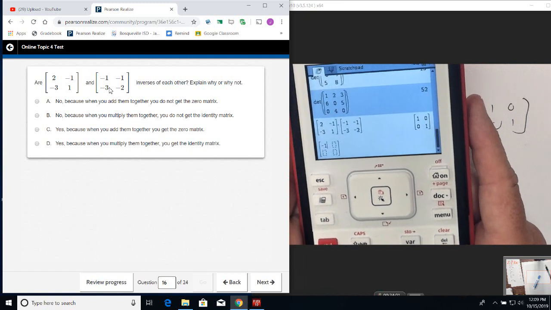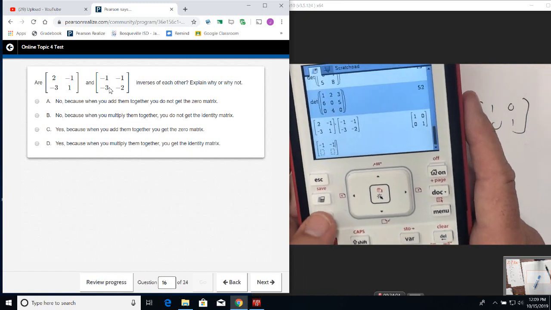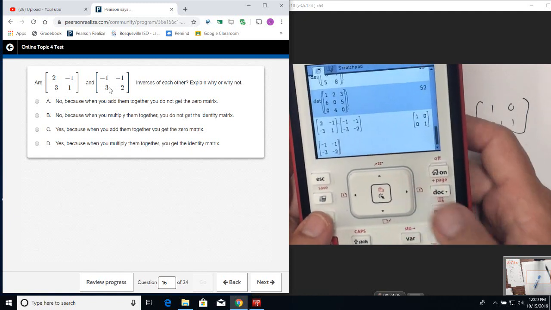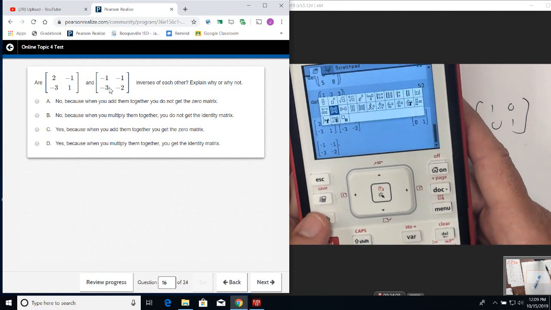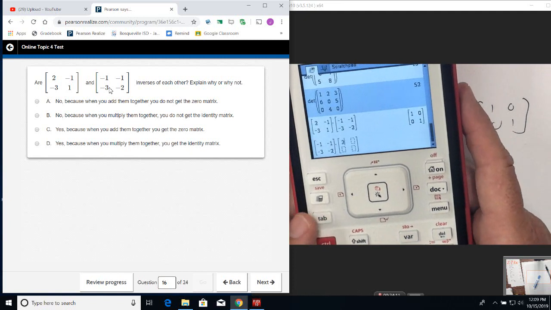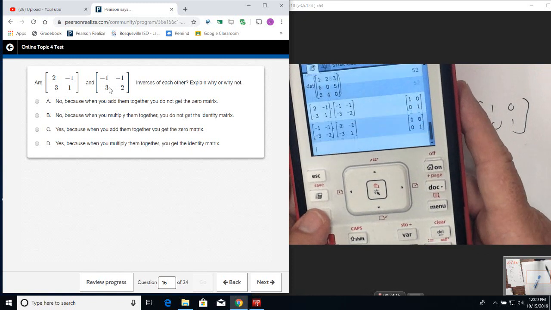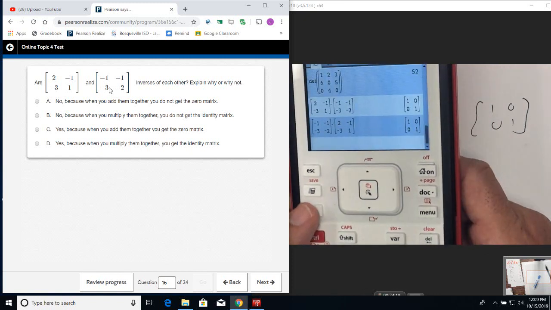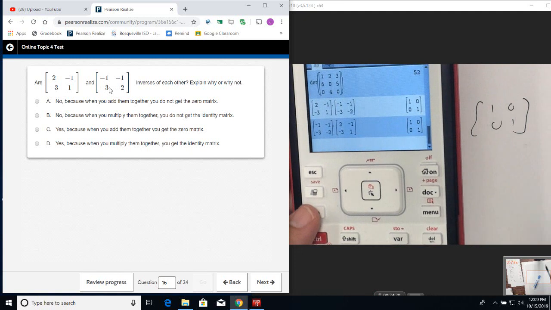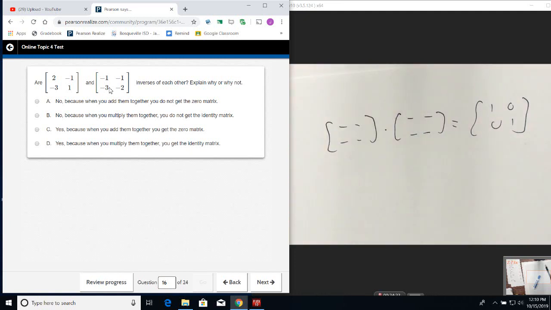So my second matrix this time is negative 1, negative 1, negative 3, negative 2, times your other 2 by 2 matrix, 2, negative 1, negative 3, 1. Yep. See how I get the identity matrix back? Either way, they're inverses. So, are they inverses of each other? Yes. Because when you add them together, you get the 0 matrix. Is that why? No. Because when you multiply them together, you get the identity matrix back as well. So that's D.